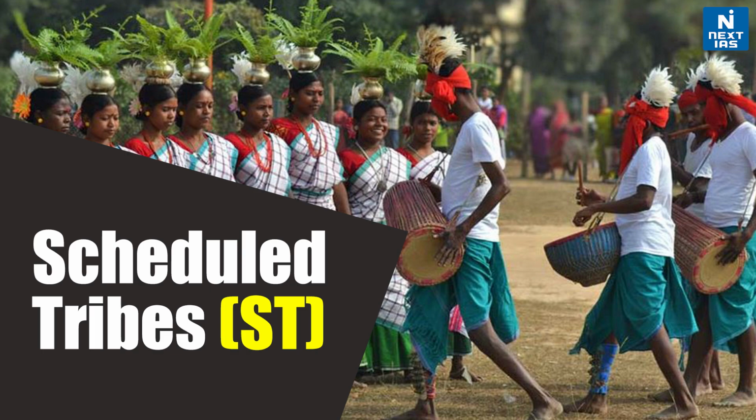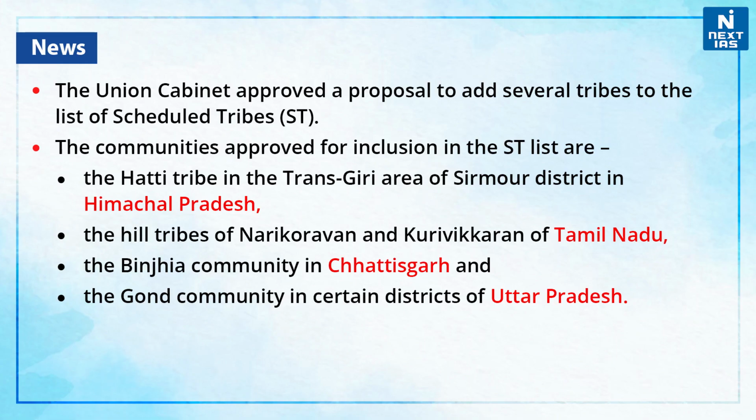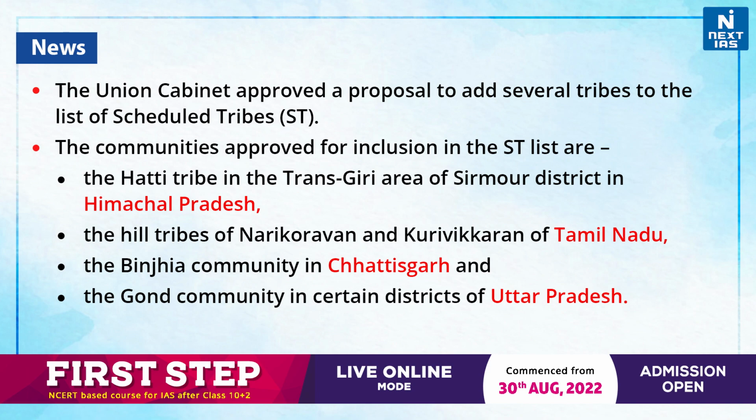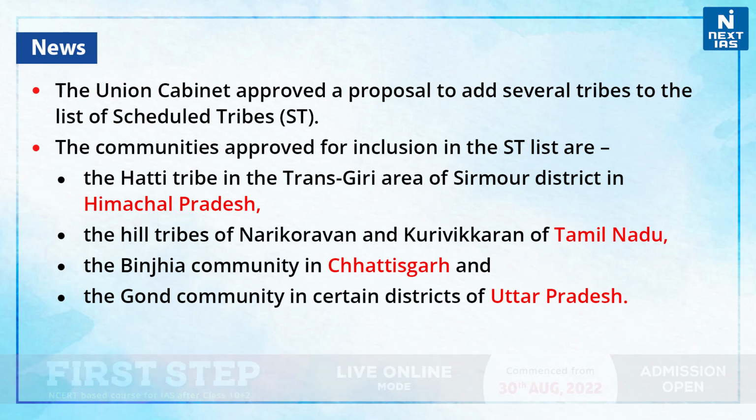In today's video, we shall be discussing the Scheduled Tribes and how a community is included in the Scheduled Tribes (ST) list. Recently, the Union Cabinet approved a proposal to add several tribes to the list of Scheduled Tribes. The communities approved for inclusion in the ST list are the Hatti tribe in the Trans-Giri area of Sirmour district in Himachal Pradesh, the hill tribes of Narikoravan and Kurivikkaran of Tamil Nadu, the Binjhia community in Chhattisgarh, and the Gond community in certain districts of Uttar Pradesh.